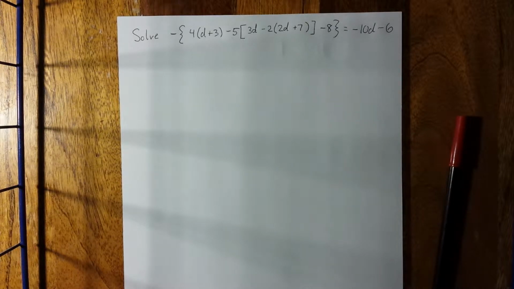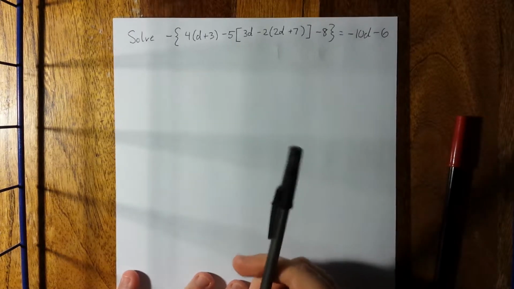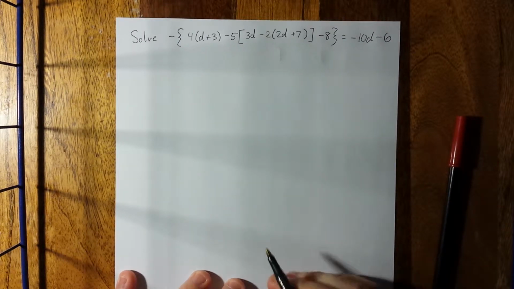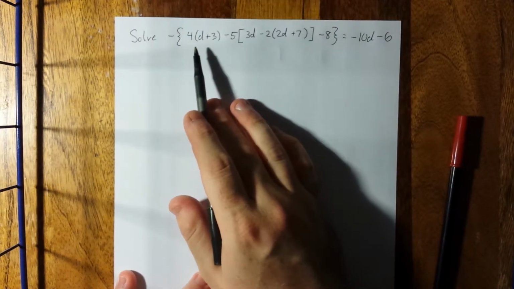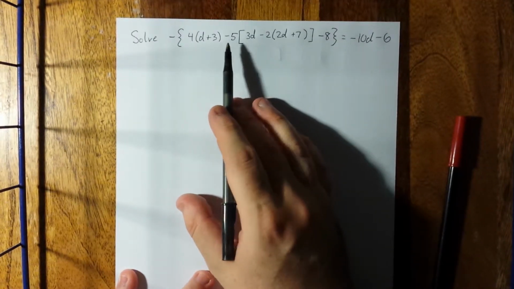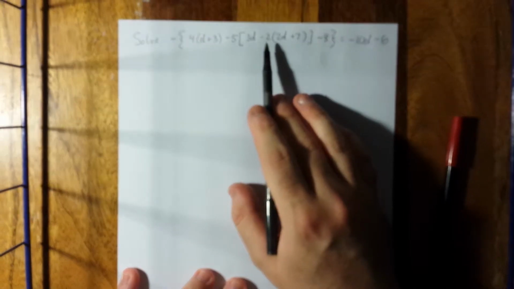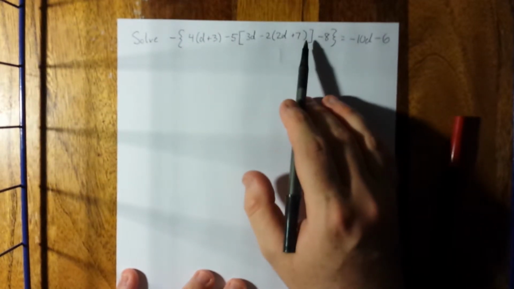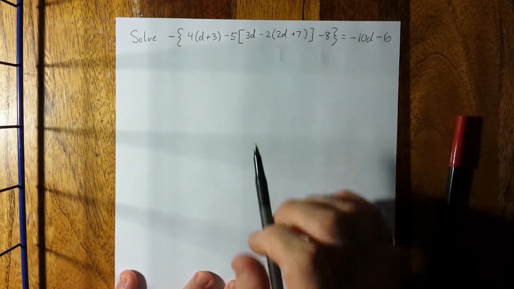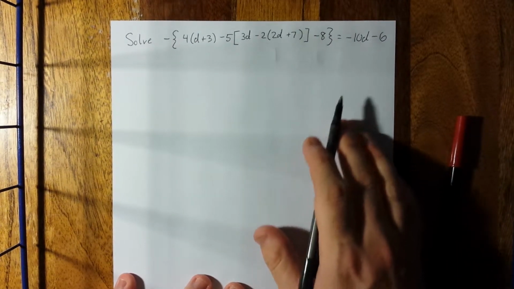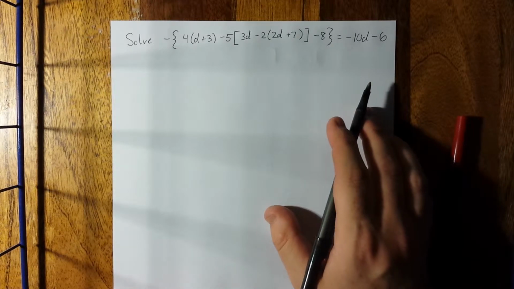I've had a special request from my algebra students to solve, well, it's a linear equation with a whole lot of parentheses inside it. We have negative quantity 4 times d plus 3 minus 5 times the quantity, 3d minus 2 times the quantity, 2d plus 7, close parentheses, minus 8, close parentheses one more time. That's all equal to negative 10d minus 6.